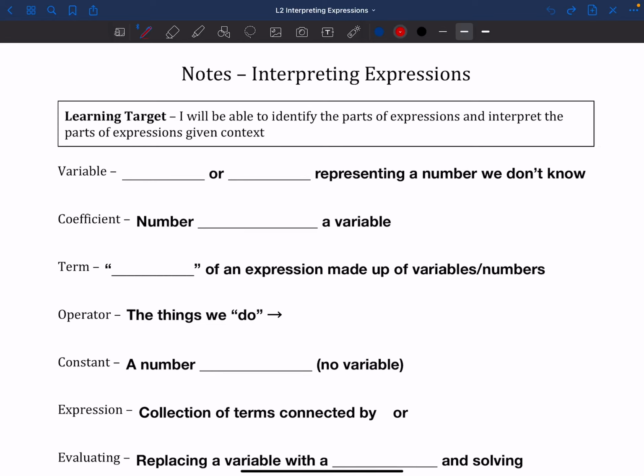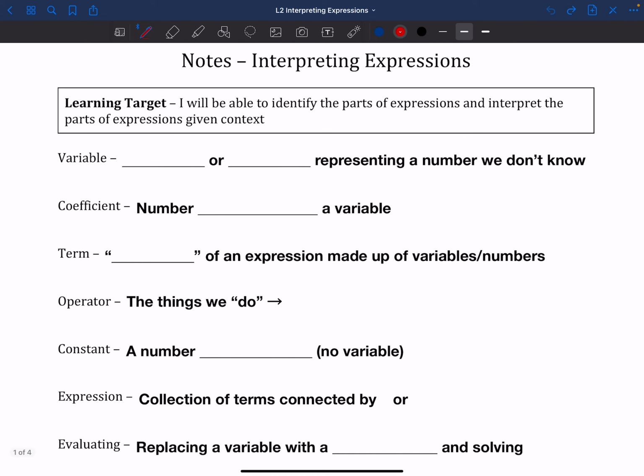Hello. So today we're going to talk about how to interpret expressions, especially ones that involve word problems. So don't be scared. We're going to talk through them together. I know it's a word problem, but it'll be all right. So first up, let's review some vocabulary that hopefully you've seen sometime in the past.